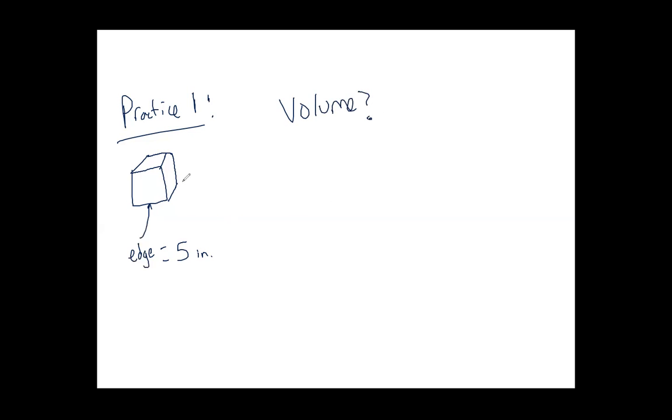Because when we deal with 3D figures, it's always volume, or it could be surface area. But right now we're thinking about volume. So how much water can I fit into my cube, for example? So if you were bored at an office job, imagine my cubicle is a cube. How much water could I fit in?